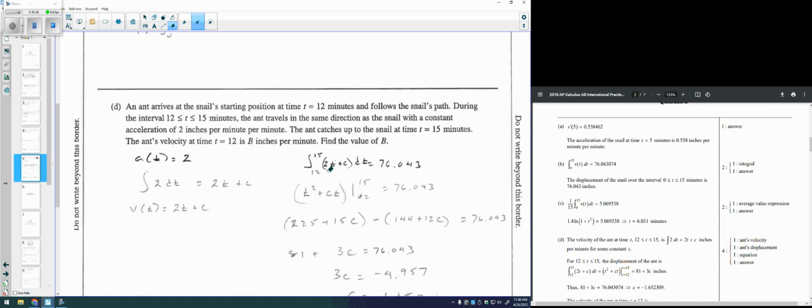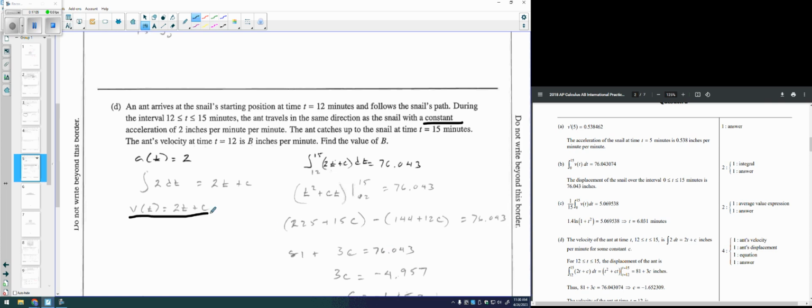Well, the first question then would be, where did the velocity equation come from? All I know is acceleration. So how do you find velocity from acceleration? You integrate. It's a constant acceleration, so my constant acceleration is just 2. So if I integrate 2, I have 2t plus c. There is my velocity equation. Notice in your scoring guidelines, you get 1 point for the velocity equation.